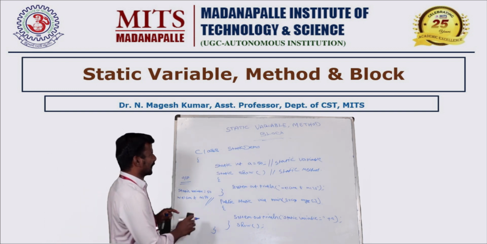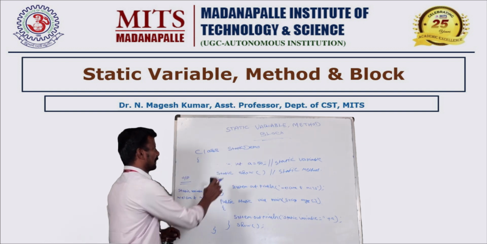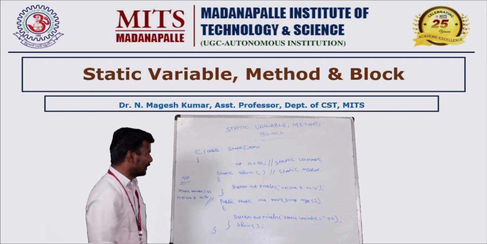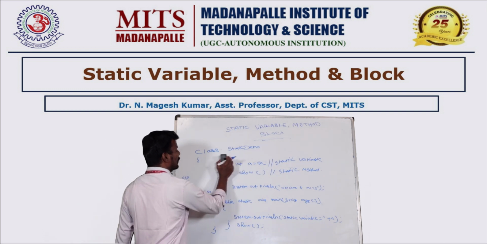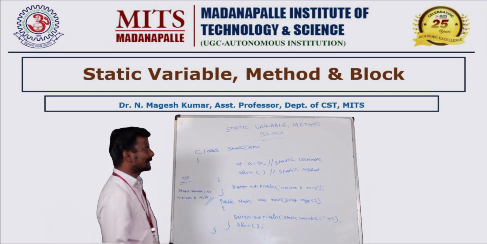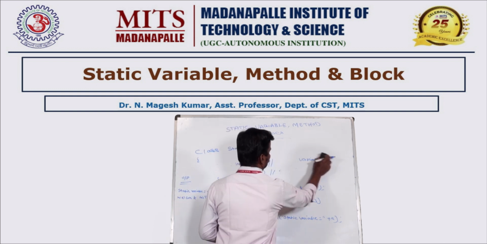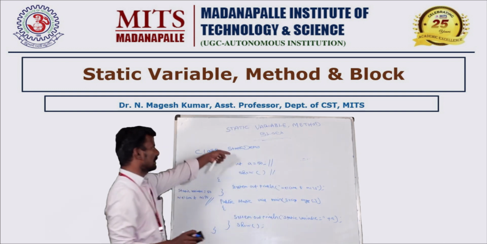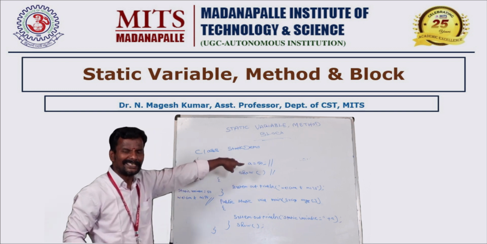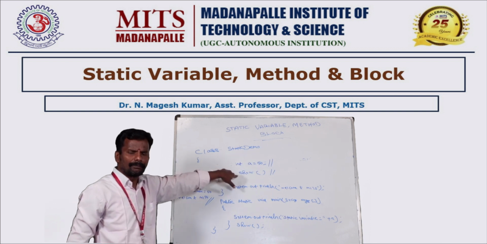Suppose, in case, instead of the static variable, I use int a is equal to 15, and next I define one method whose name is show. In this case, what will happen? We declared one variable inside the class, the name of the variable is a, and we initialized the value: a is equal to 15. And next we define one method.